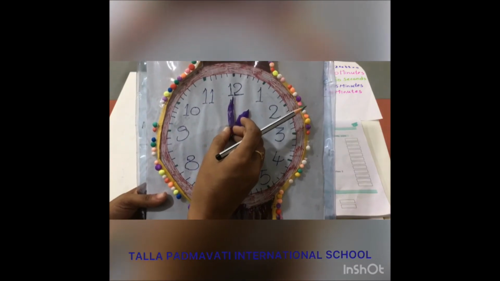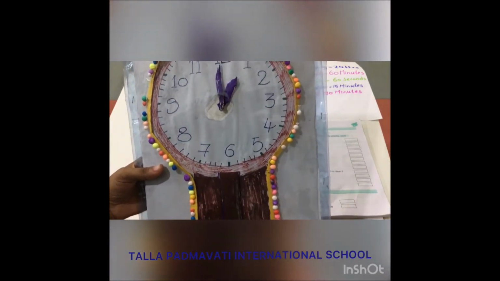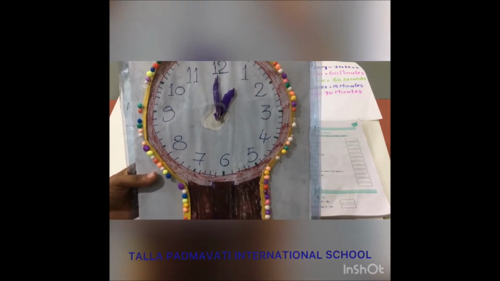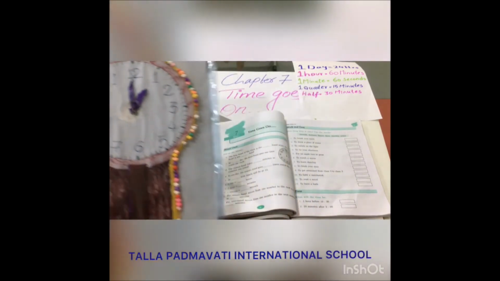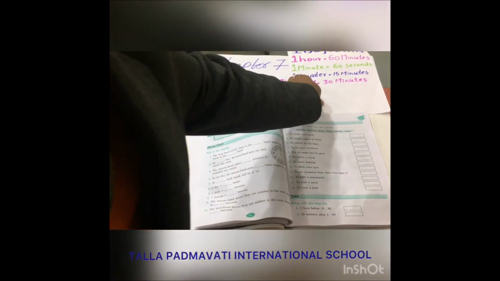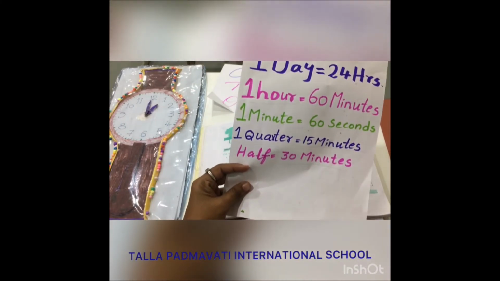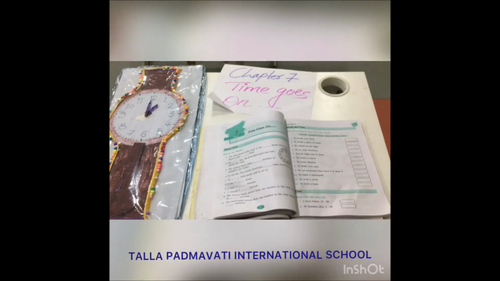Now when the long hand comes back to 12 o'clock, that means it is exactly 1 o'clock. Am I clear children? 1 day is equal to 24 hours. 1 hour is equal to 60 minutes. 1 minute is equal to 60 seconds. 1 quarter is equal to 15 minutes. Half is equal to 30 minutes.